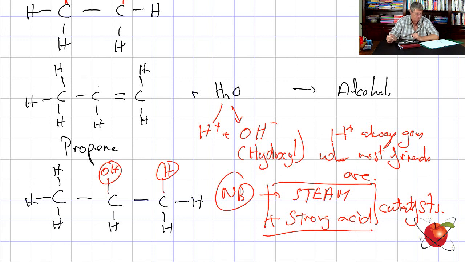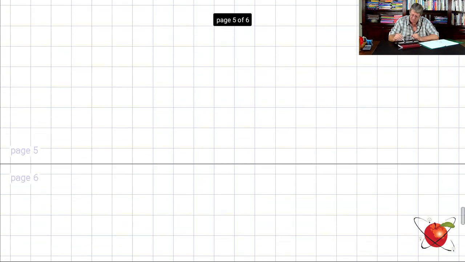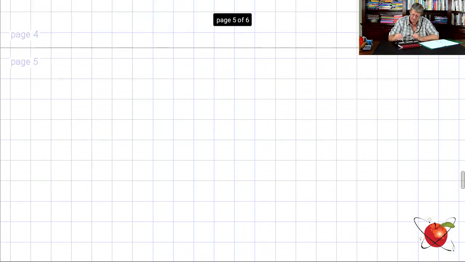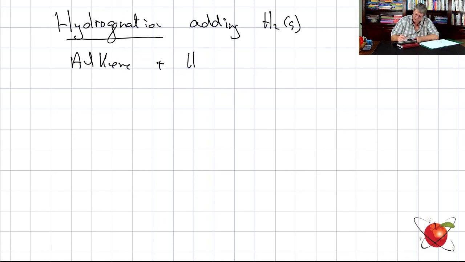Now, the last one that we're going through, and I am running over, I do apologize, but I'd rather get this finished if you don't mind. Let me just see where I am. Page 5. I'm going to now do hydrogenation. This is basically adding hydrogen gas. Once again, it's an alkene plus H2 goes to an alkane. Can you see the pattern?